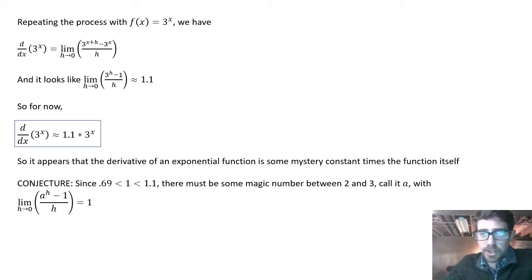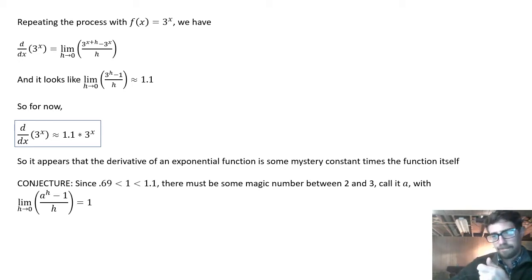Okay, so here's where it gets cool. Look at 2 to the x and 3 to the x. The derivative of 2 to the x is 0.69 times 2 to the x. The derivative of 3 to the x is 1.1 times 3 to the x. The derivative of 4 to the x is some bigger number, 1 point something else times 4 to the x.